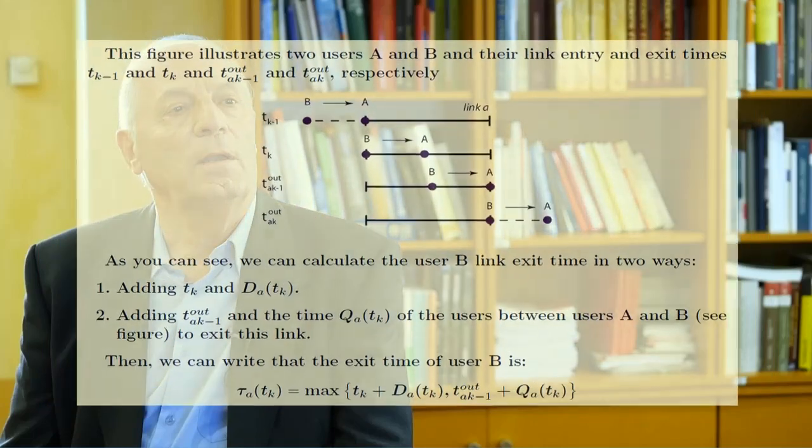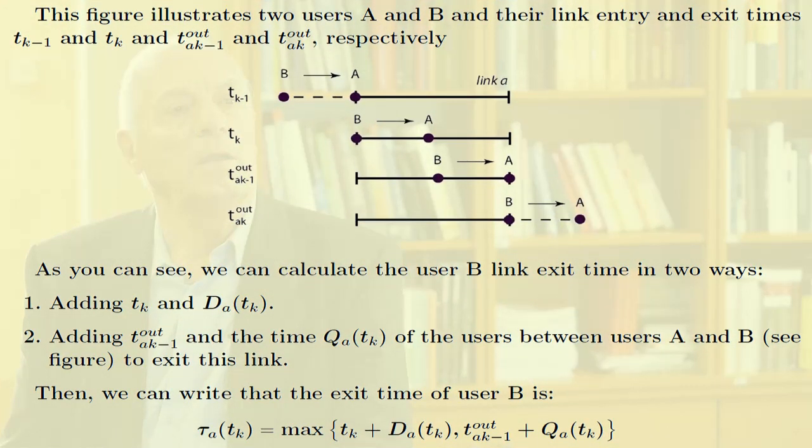Next, we explain how to calculate the link travel time. This figure illustrates two users, A and B, and their link entry and exit times, t_{k-1} and t_k, and t_a{k-1} out and t_a{k} out, respectively. As you can see, we can calculate the user B link exit time in two ways. First, adding t_k and d_a of t_k. Second, adding t_a{k-1} out and the time q_a of t_k of the users traveling between users A and B to exit this link, as it can be seen in the figure.